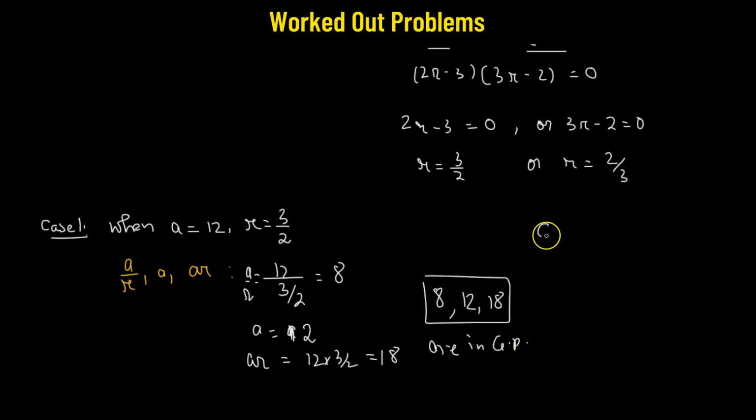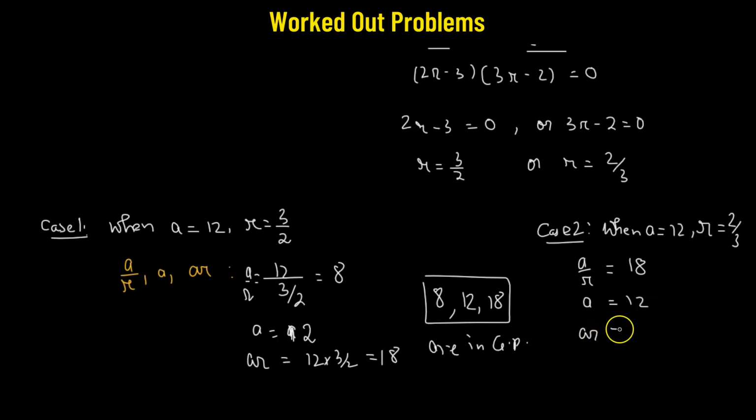In the second case, we'll consider the other value of our common ratio r. So when we have our a value equal to 12 and our r value is given by 2 over 3, then a over r is going to be equal to 18. a will be equal to 12 and ar is going to be equal to 8. So that means the other geometric progression is going to be 18, 12 and 8.